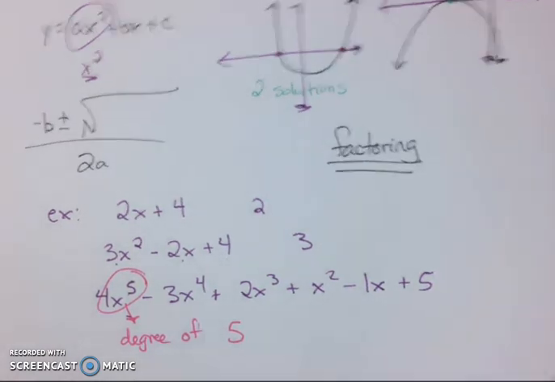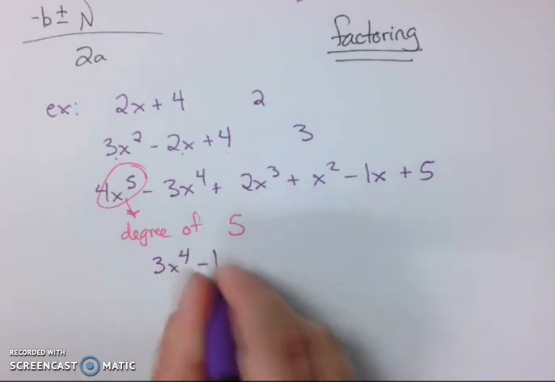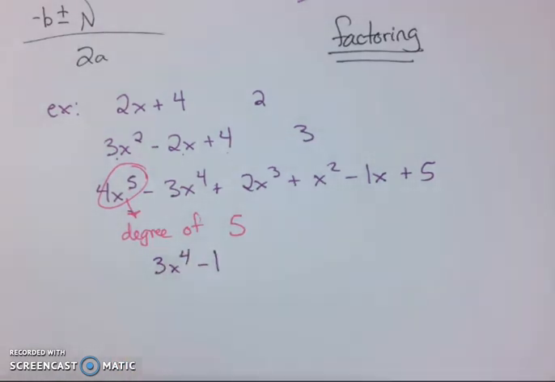But they don't have to. You can have a polynomial that's 3x to the 4th minus 1. It doesn't have to have every degree in between. But these are all different kinds of polynomials.